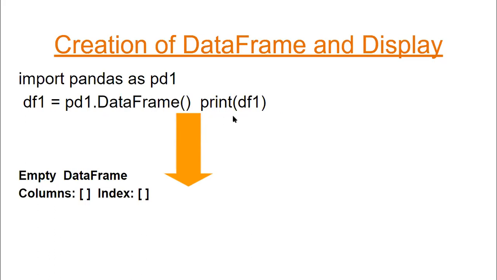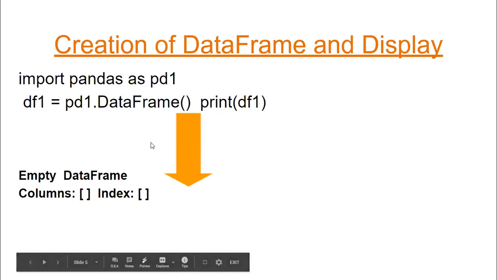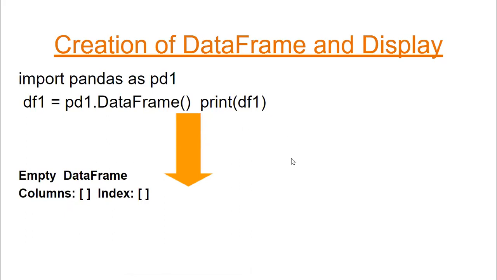For that we are using print. And what is your data frame? Where did you store your data frame? You stored your data frame here, it's called df1. That's why print df1. So you will get an empty data frame. There is no column. So you will get Columns colon, square brackets, then Index colon, square brackets, because it is an empty data frame. This is the way to create a data frame and display it.